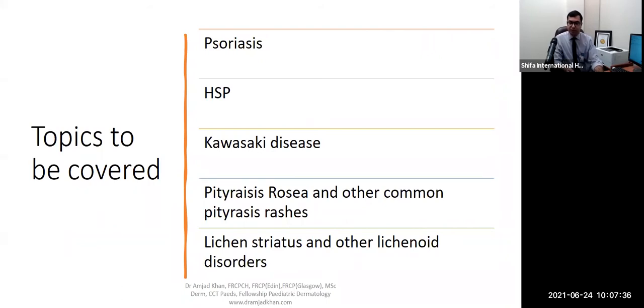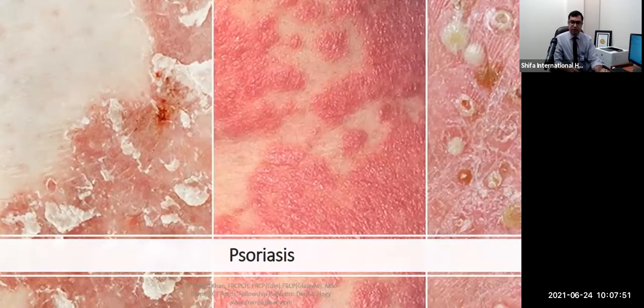So aap pareshan mat ho, there are so many options, and nowadays psoriasis has extensive research in the background, and there are so many new products. So we'll talk about them anyway. Let's come to the first topic or first disease of the day, psoriasis.